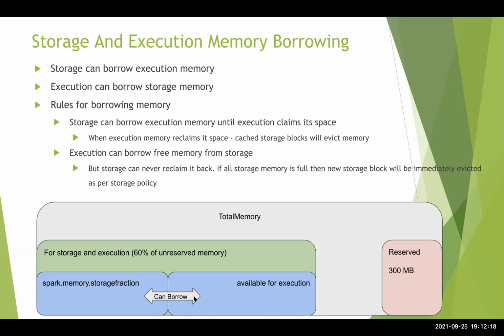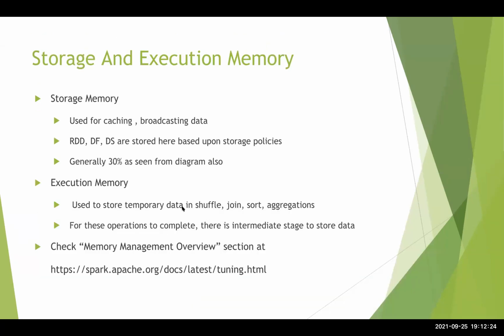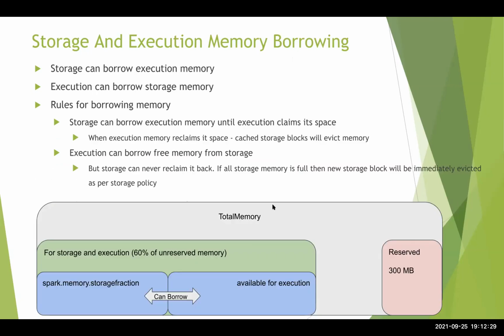Storage can borrow execution memory until execution claims its space. Say storage has borrowed execution memory, but now your Spark program is running, doing shuffle, join, and sort operations. Your Spark program has invoked one or more of these operations. Now it needs memory, but storage has claimed that memory which was available for execution. Then Spark will reclaim that memory from storage. It will evict storage from there and reclaim it for execution, because your program should not stop. It needs that memory, so it can tell storage to release it.